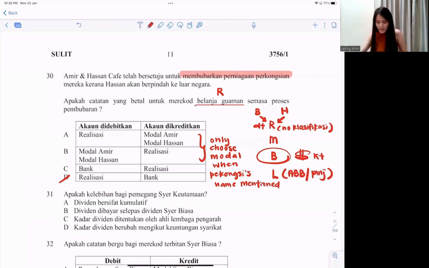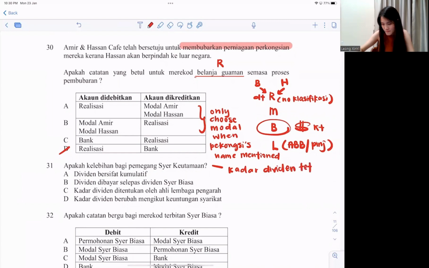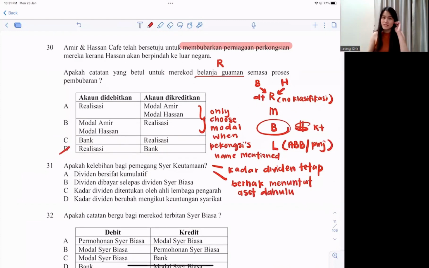Question 30, D. Apakah kelebihan bagi pemegang share keutamaan? Definitely, kadar dividen tetap. That's the first thing I can think of. Berhak menuntut aset dahulu. The meaning of menuntut aset dahulu means they are given the right to claim the assets first before your share biasa. So that's definitely the good side of share keutamaan.